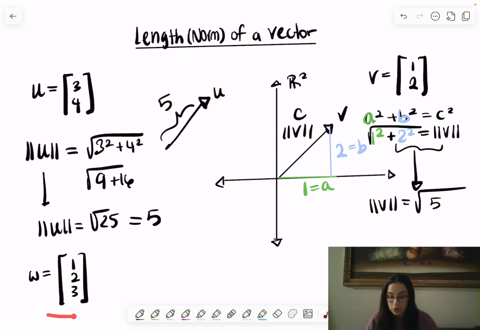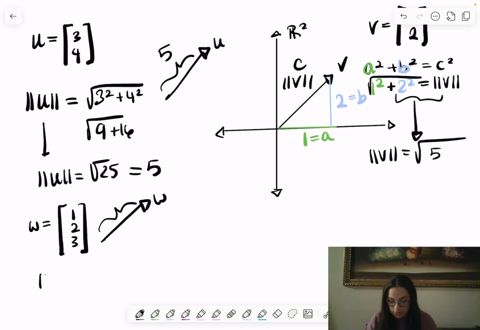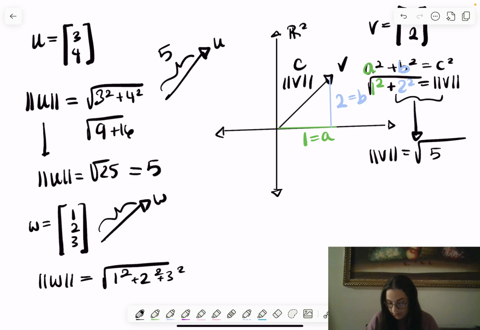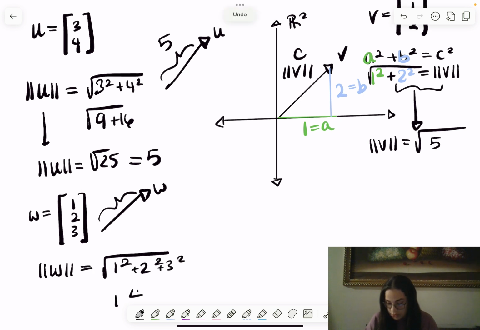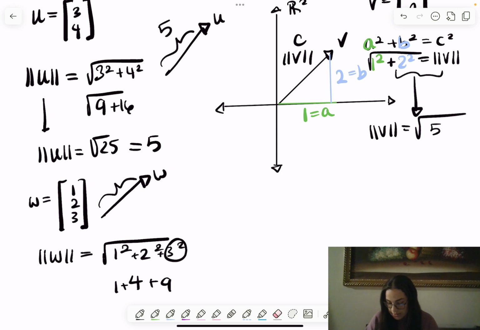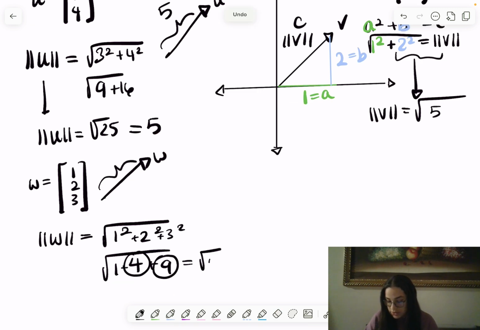Let's say I ask you to find the norm or the length of this vector w. You just want to know, what is the length? Remember, we denote the length as double absolute value signs of w. That is equal to the square root of taking every single term from your vector, squaring it, and then adding them. So 1 squared is 1, 2 squared is 4, 3 squared is 9. Taking the square root of that, 9 plus 4 is 13, plus 1 is 14. So the length of w is the square root of 14.